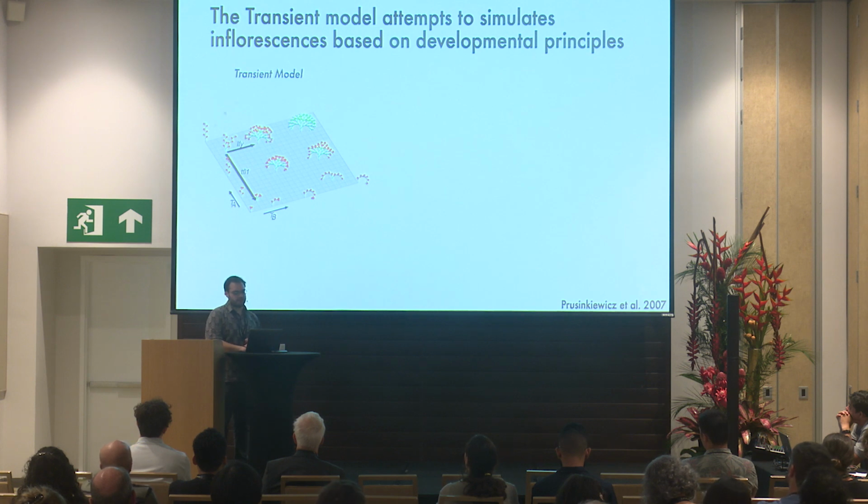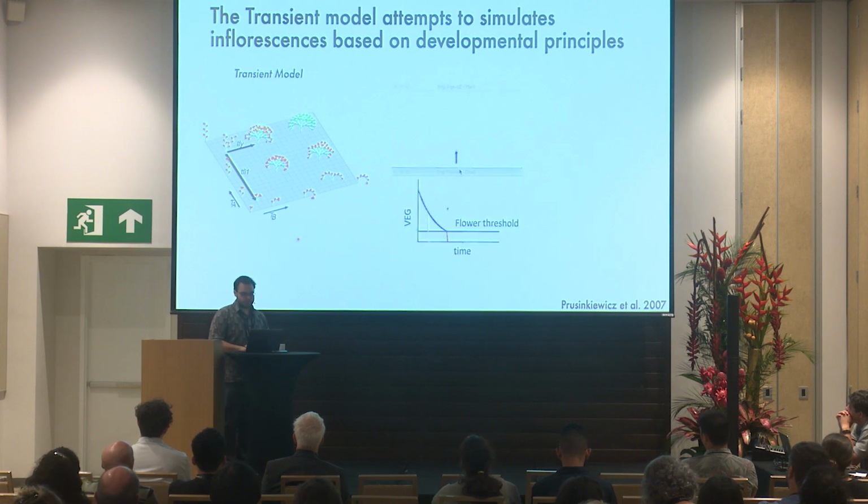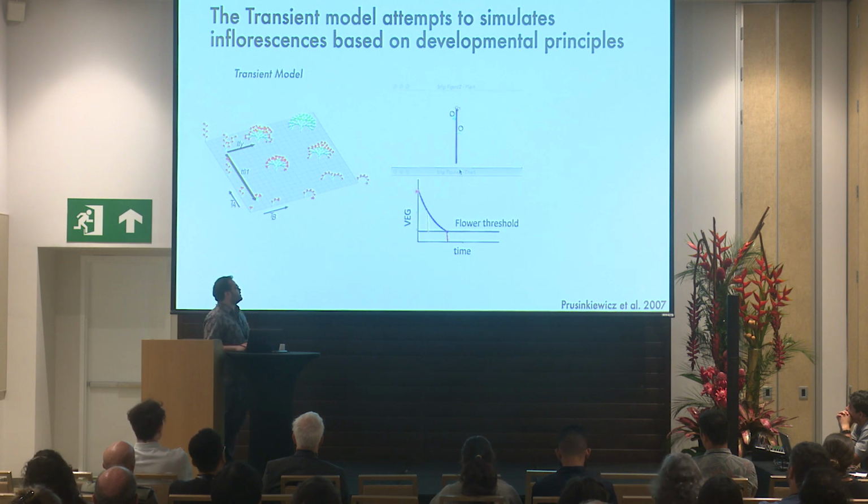And it was able to generate this morphospace that was able to simulate a wide diversity of inflorescences. Not all of them, but some of them. The way it works is it models this factor called vegetativeness that decreases as a function of time and is a property of the stem. So here we have this model simulating a raceme, and you can see that vegetativeness is decreasing through time as this inflorescence grows, and when it reaches this flower threshold, it terminates into a flower.